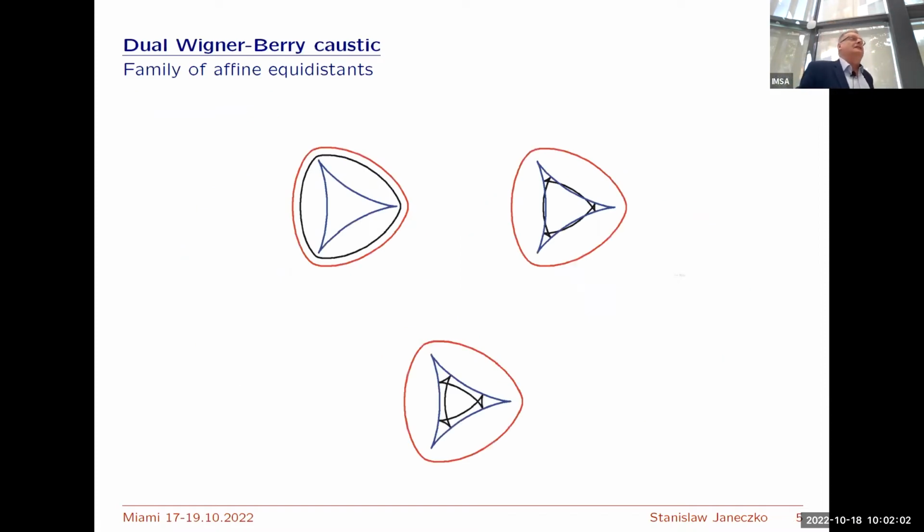We have another construction, a very interesting object. We call it the Wigner-Berry caustic. In fact, Wigner never mentioned this as a caustic, but Michael Berry explained how this works, how it appears, and in his paper he used this important object. I show it here: a family of affine equidistants. You know geometrical optics: you know that the wave is coming from the source.